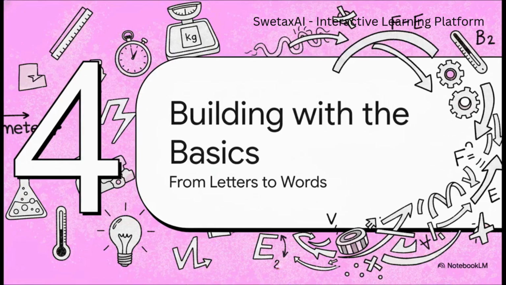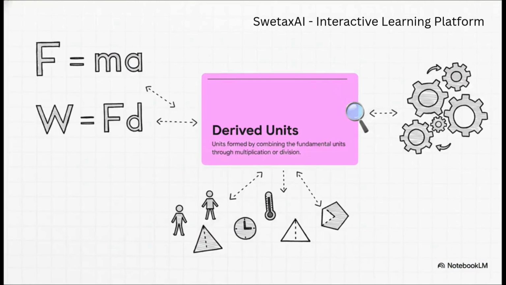Okay, so if those 7 units are the letters of our alphabet, how do we start forming words? How do we describe more complex things like velocity or force? Well, we do that with something called derived units. These are the words of physics. They aren't new letters, they're just clever combinations of the 7 fundamental ones we just looked at.